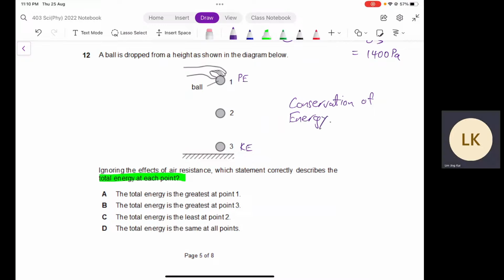When we talk about conservation of energy, remember there are a few things that were mentioned. First, that energy cannot be created or destroyed. Second, energy can only be converted from one form to the other. And lastly, the total energy is the same. So hence, the answer is D.